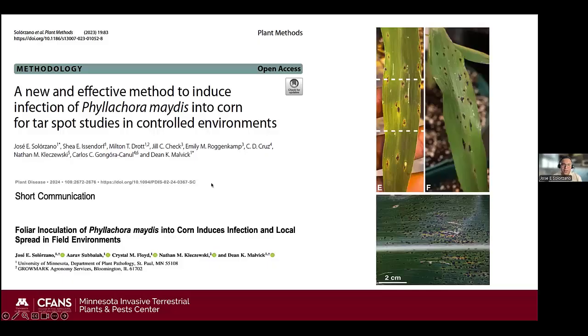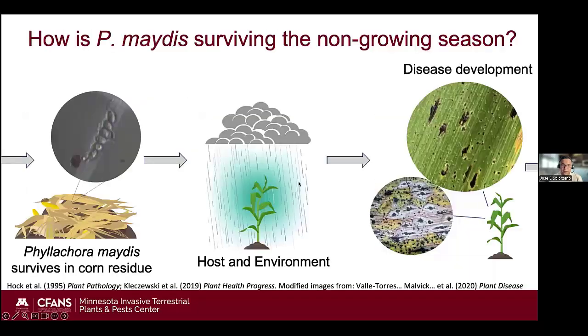So we developed these inoculation methods to understand how this fungus infects the corn plants. In these two methods, one is for controlled environments and the other one is to study this fungus in the field, to understand how the fungus spreads from plant to plant. From these inoculation methods, we learned that the fungus Phyllachora maydis survives, or overwinters, in corn residue. The spores left behind in this corn residue can infect a susceptible corn plant when the environmental conditions are conducive for the disease to develop. And when that happens, the disease will show up and the tar spots will appear.